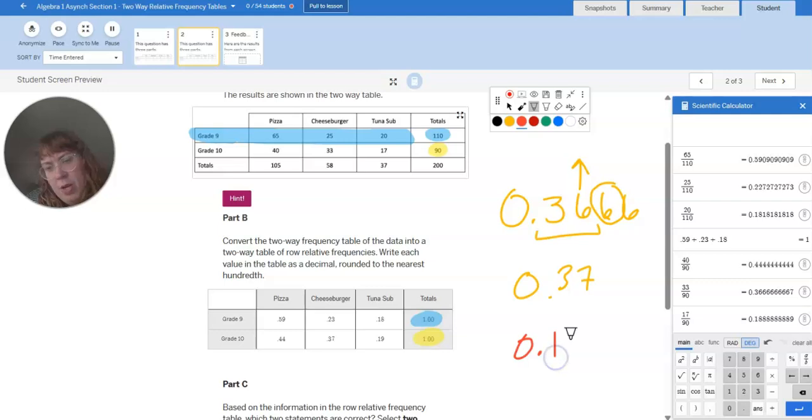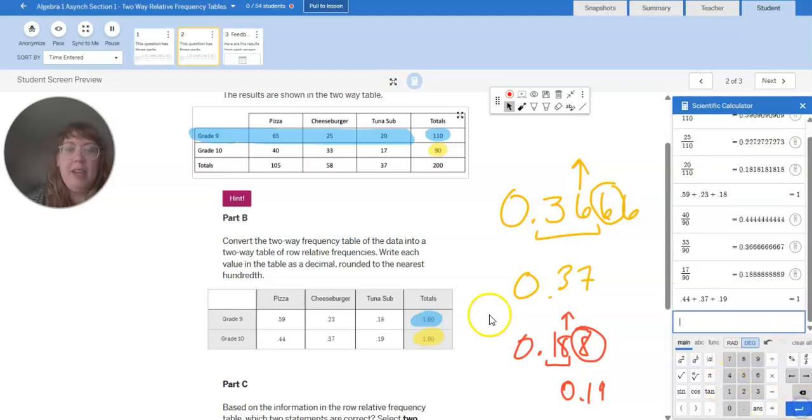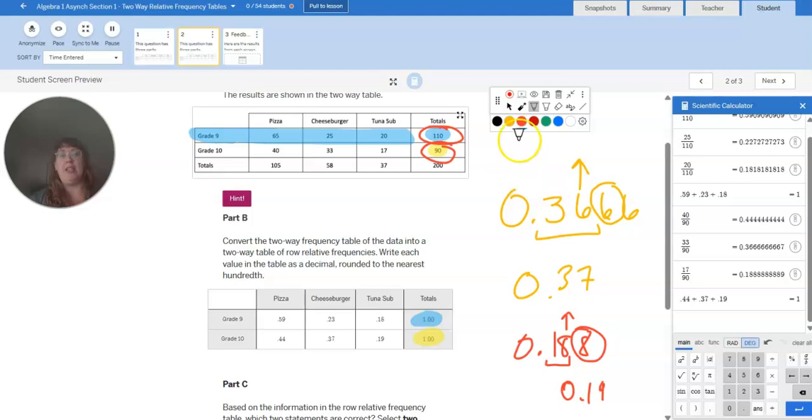So we have 0.188. We only want 2 decimal places, so we check this number. Since it's greater than a 5, we're rounding that up to a 0.19. And we can check, make sure 0.44 plus 0.37 plus 0.19 equals 1, and we're good. So there's our row relative frequencies. So because it's a row relative, we used our row totals of that 110 and 90. Beautiful.